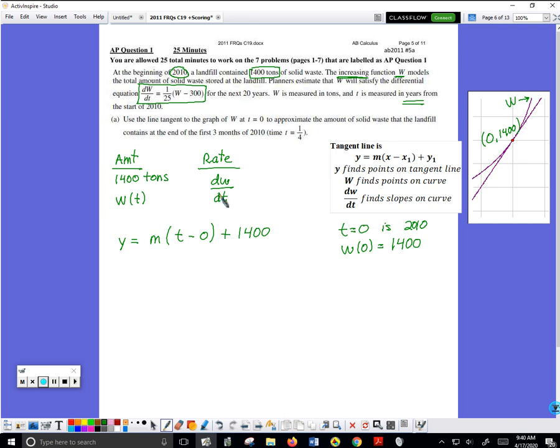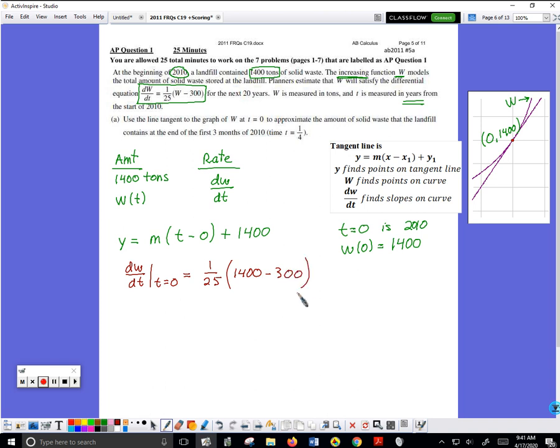I plug that into this formula. So I'm going to take dW over dt at t equals 0. It's going to equal 1 over 25. Can go slow, don't go fast. The formula requires the W value when time is 0. That's 1,400. You don't need to simplify. You could just leave it like that.